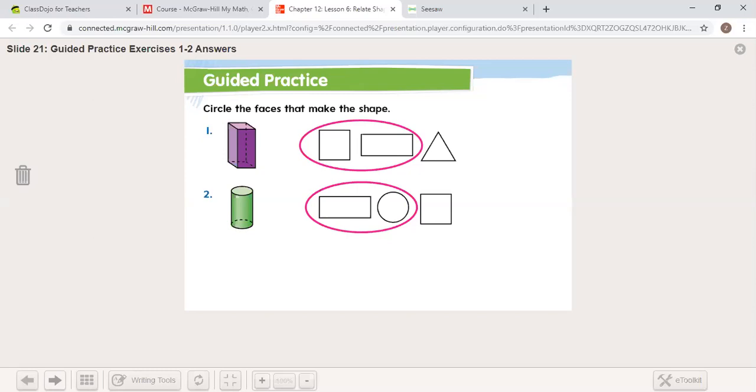Let me see if I have one. Take a quick break here. All right, I'm back. Sorry about that.